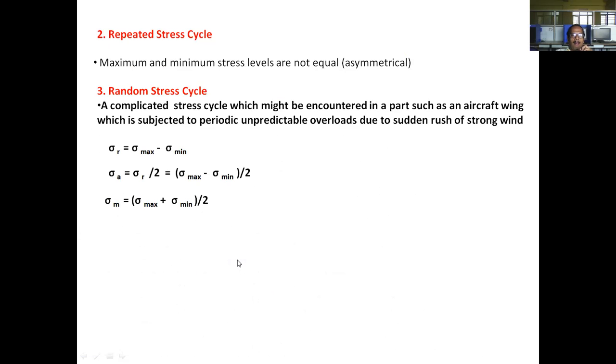Then sigma r is the range of stress in all three cases. Sigma maximum minus sigma minimum is the range of stress. Then the amplitude of stress, sigma a, is sigma r, the range of stress, divided by 2. So sigma maximum minus sigma minimum, divided by 2, gives the amplitude of the stress. Then the mean stress can be determined by this formula: maximum stress plus minimum stress, divided by 2.